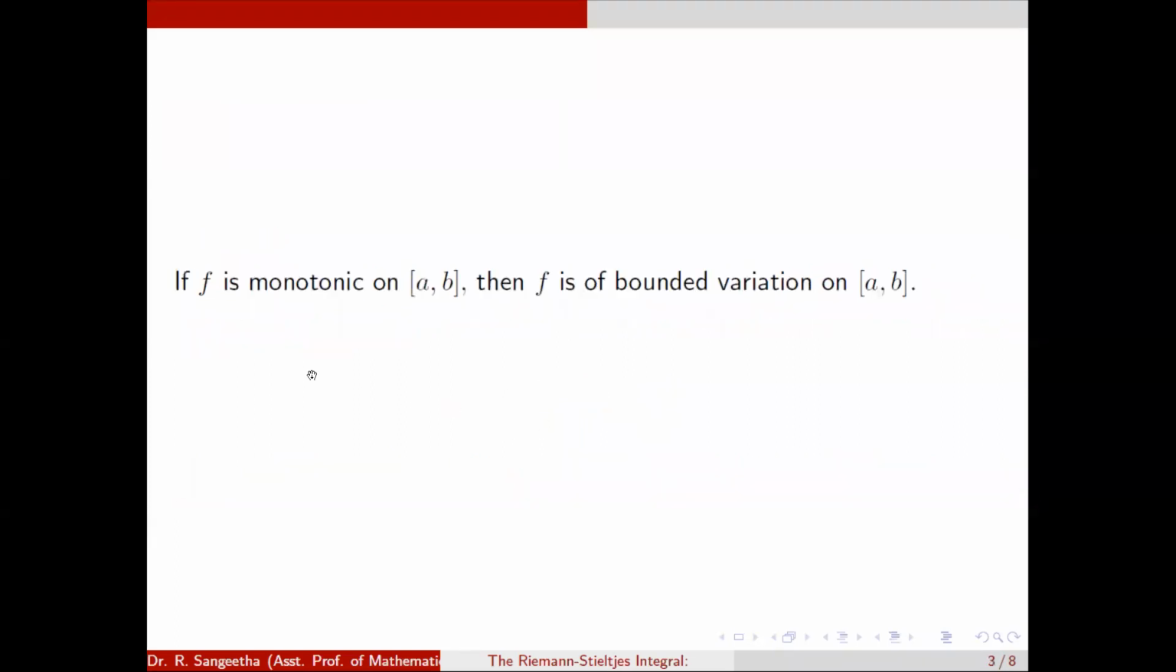Now, if the function f is monotonic, then f is of bounded variation. Actually, this is an example of a function of bounded variation. If f is monotonic, what does that mean? It is either a monotonically increasing or a monotonically decreasing function. Whatever it may be, we can show that it satisfies the definition of bounded variation, and hence f is of bounded variation.